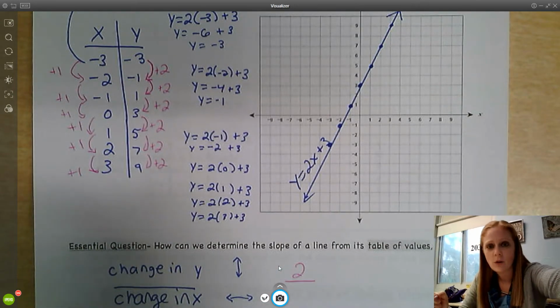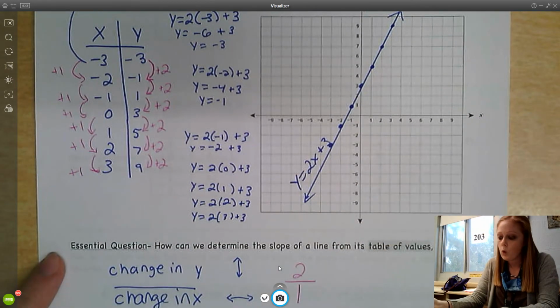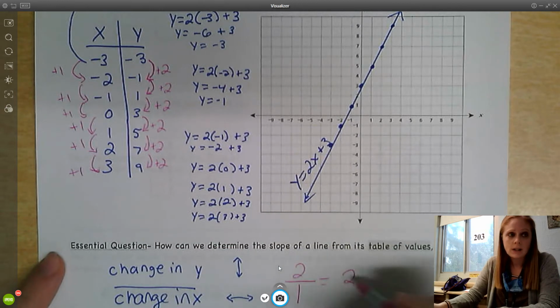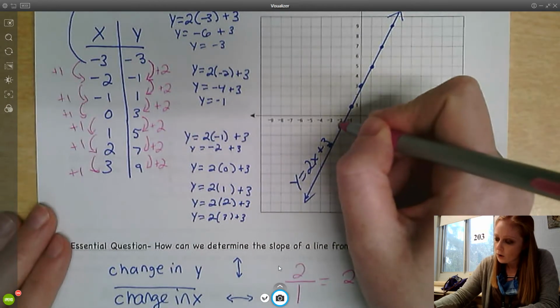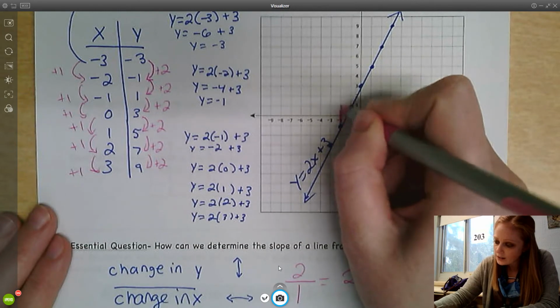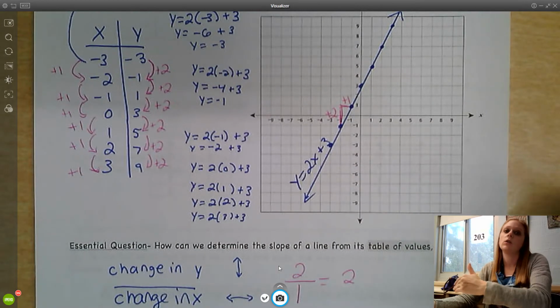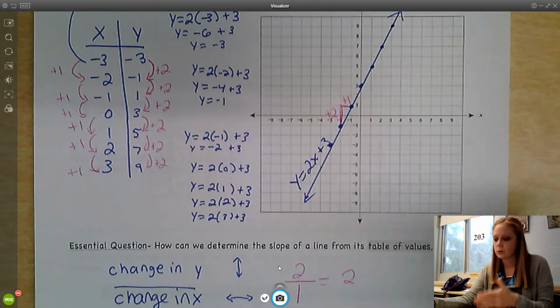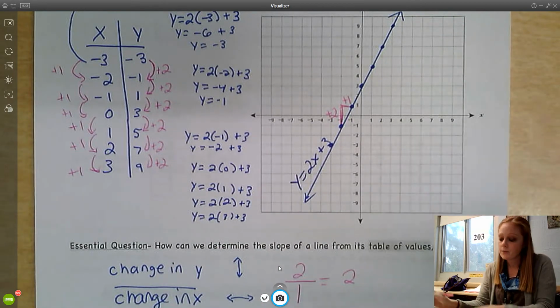Okay, camera's falling there. All right, so our change in the x's would be 1. 2 divided by 1 is 2, so there's our slope. And remember from the other lesson, rise over run, it is indeed up 2 over 1. So 2 over 1, which is 2. But it's important because today we're going to be just looking at tables and not the graphs.